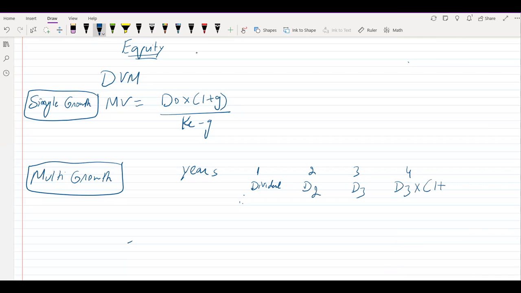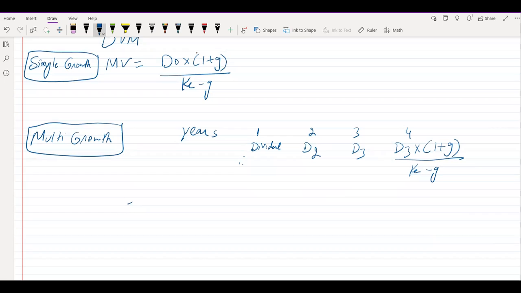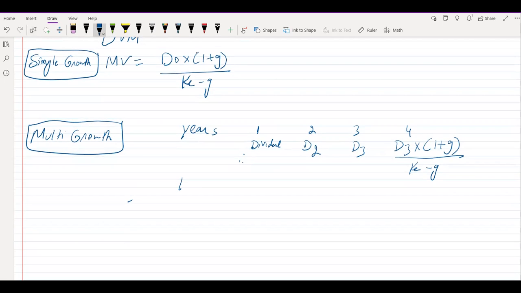D3 into 1 plus G divided by cost of equity minus G. So first few years of dividend will be given. Then after first few years, cash flows will achieve a constant growth. And then you will discount all these cash flows at a given cost of equity. For example, if it is 10%, the discount rate will be 1.1 raised to power minus 1, 1.1 raised to power minus 2, 1.1 raised to power minus 3.